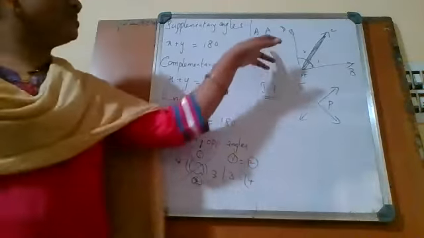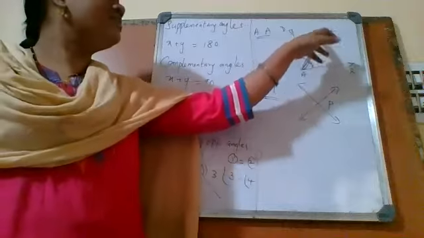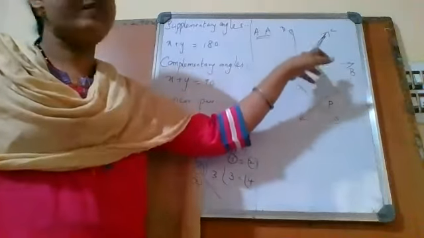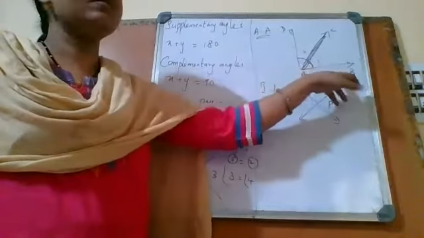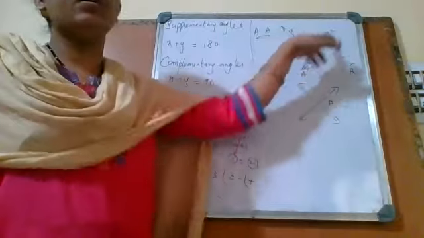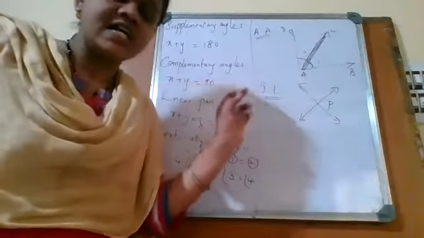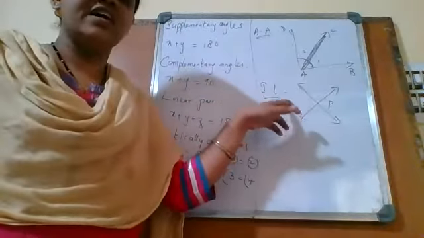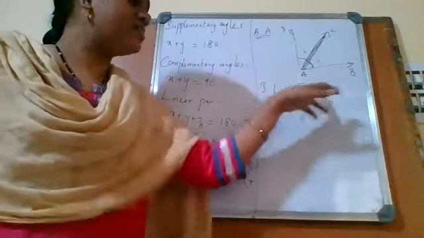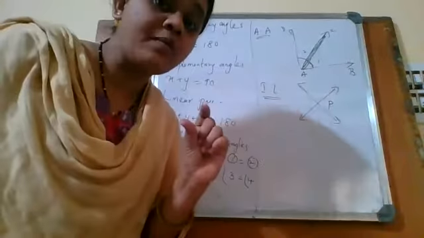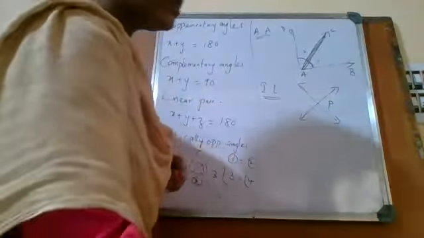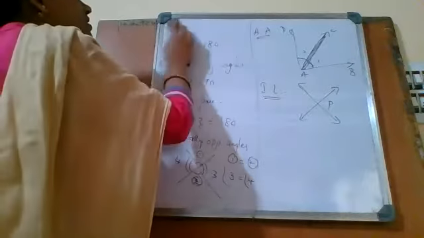Okay, next, adjacent angles. What are the adjacent angles? They should have a common point. A is common for this and this, and they should have a common ray. Therefore angle 1 and 2 are called adjacent angles. Intersecting lines: the two lines are intersecting at some common point. Is that clear, dear students? This definition I'll send you as a picture, don't worry.